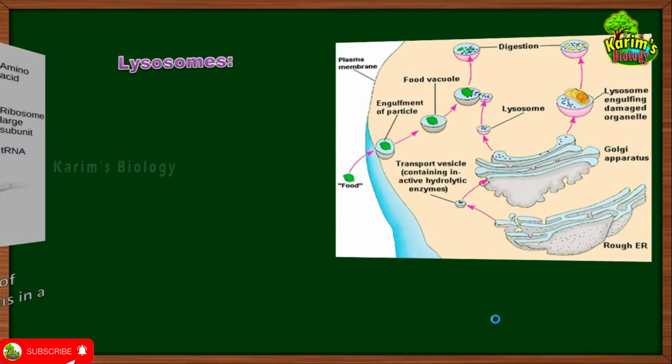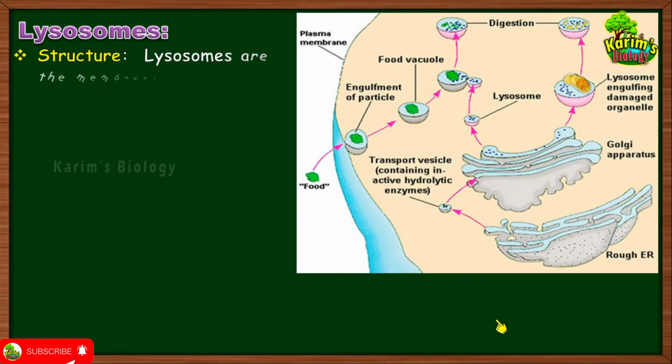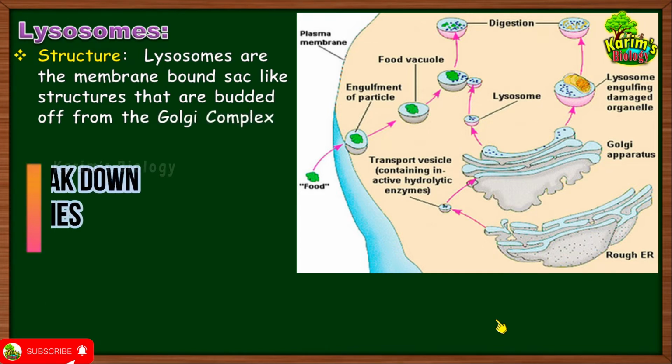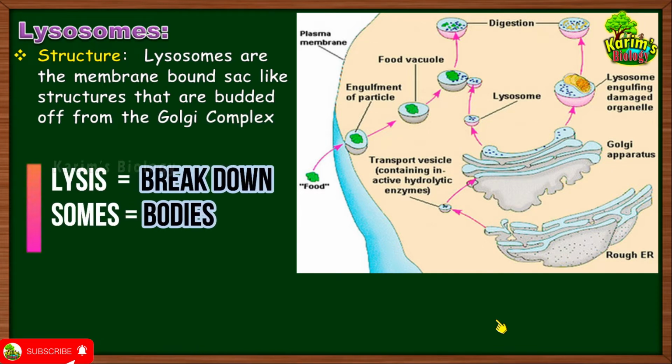Now let us know about lysosomes. What are these lysosomes? Lysosomes are membrane-bound sac-like structures that are budded off from the Golgi complex. So this too I have taught you when I discussed the functions of the Golgi complex. Do you remember the Golgi complex?